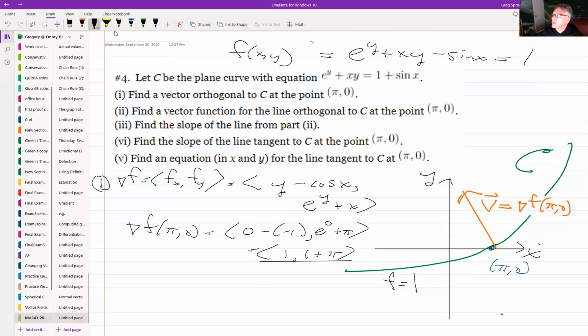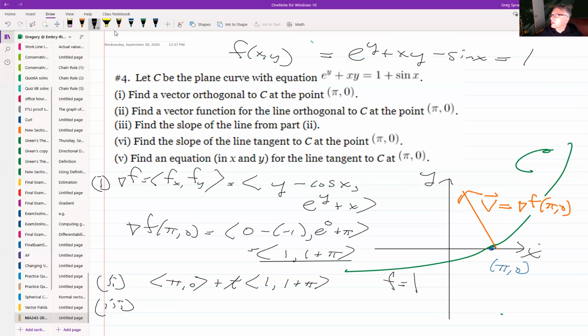Okay, next part is find a vector function for the line orthogonal to C at the point pi, 0. Well, we have a point on the line, and we have a vector parallel to the line, so we just put them together, and we get pi, 0 plus t times 1 plus pi. Next part is trickier, I think.